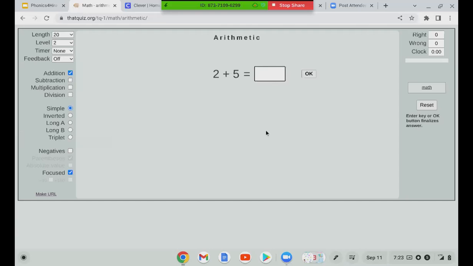Use circles on a piece of paper, use their fingers to solve. I've discussed the count on strategy with quite a few of them. So that's where you take the bigger number and you hold up the smaller number on your hand or with your fingers. So I would hold up 2 fingers and I would go 5, and with my fingers I would count on 6, 7. So the answer is 7.